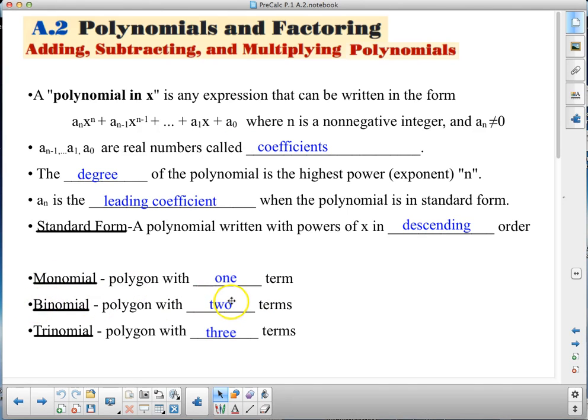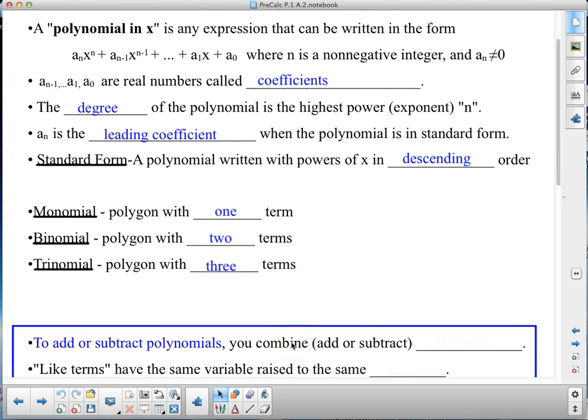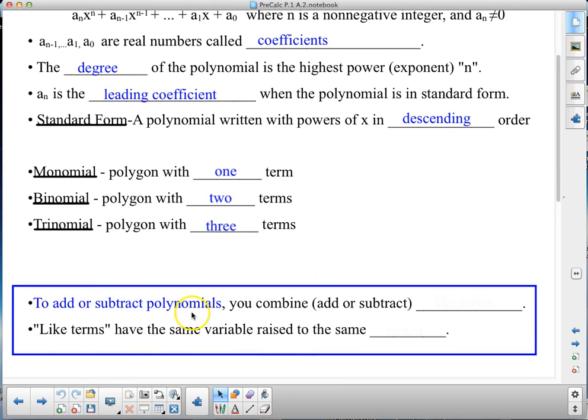Now, a monomial is a one-term polynomial. A binomial has 2 terms, and a trinomial has 3 terms, and these terms are separated by add and subtract signs. To add or subtract polynomials, you combine, or add or subtract, like terms. Like terms have the same variable raised to the same power.